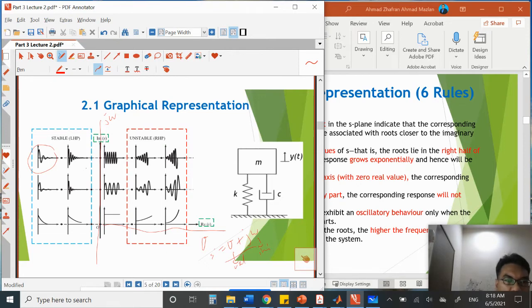As it moves further to the left, you have a response that decays faster, which means that at this area the damping ratio value is high, so you can reduce the vibration faster than the part that is close to the imaginary axis here. That's rule number 1.